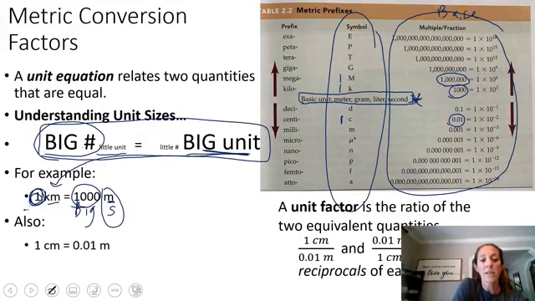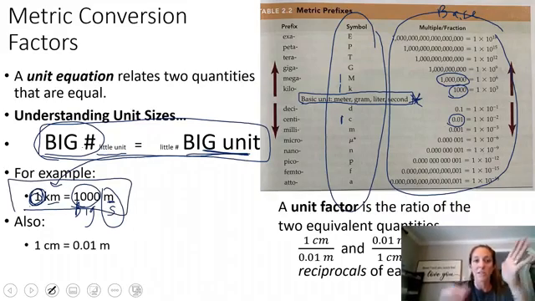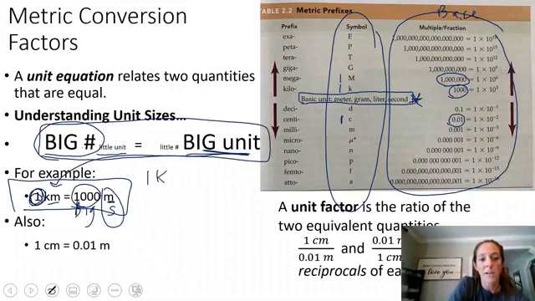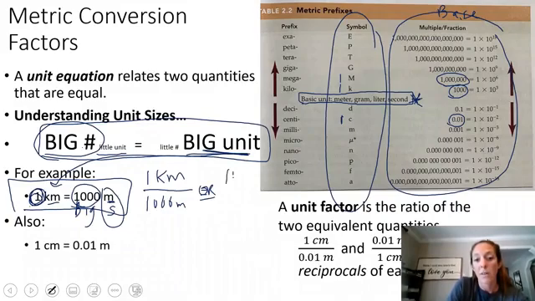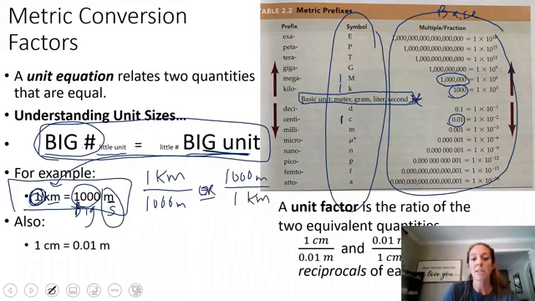Okay, so now once I know this comparison, these two quantities that are equal to one another, I can then write a unit factor. I can say 1 kilometer is equal to 1,000 meters. I could also say 1,000 meters are in 1 kilometer. So these are the same thing, just flip-flopped, reciprocals of one another.